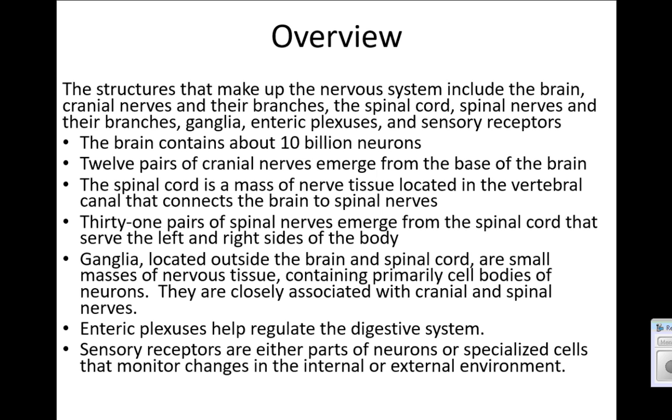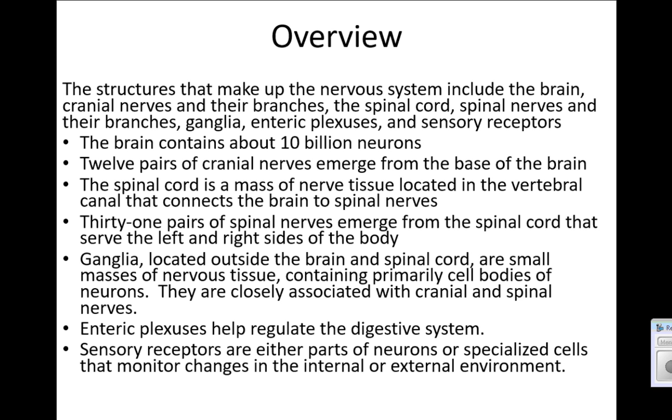Associated with our brain and our cranial and spinal nerves are ganglia, which is massive nervous tissue, primarily the cell bodies. We'll talk about what a cell body is here today, of a neuron. Then we've got enteric plexuses that regulate the digestive system. We'll talk a little bit about the enteric nervous system in this lecture, but we'll get into that in greater detail when we actually talk about the digestive system, because obviously, the digestive system is what the entire nervous system controls and helps to regulate. So it makes sense that we'll talk about those later this semester.